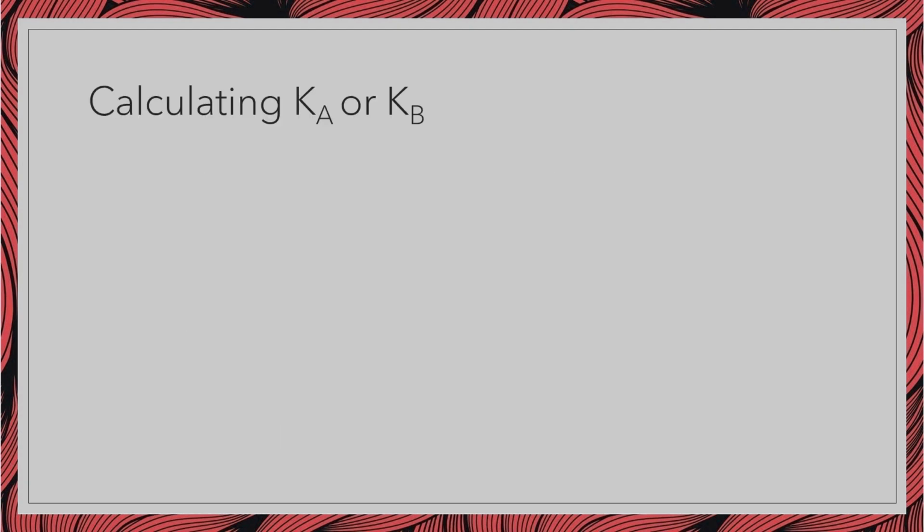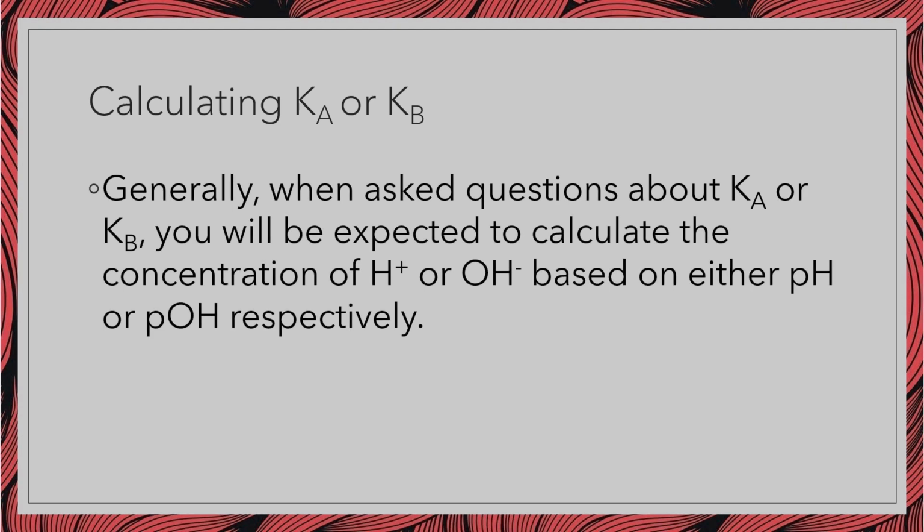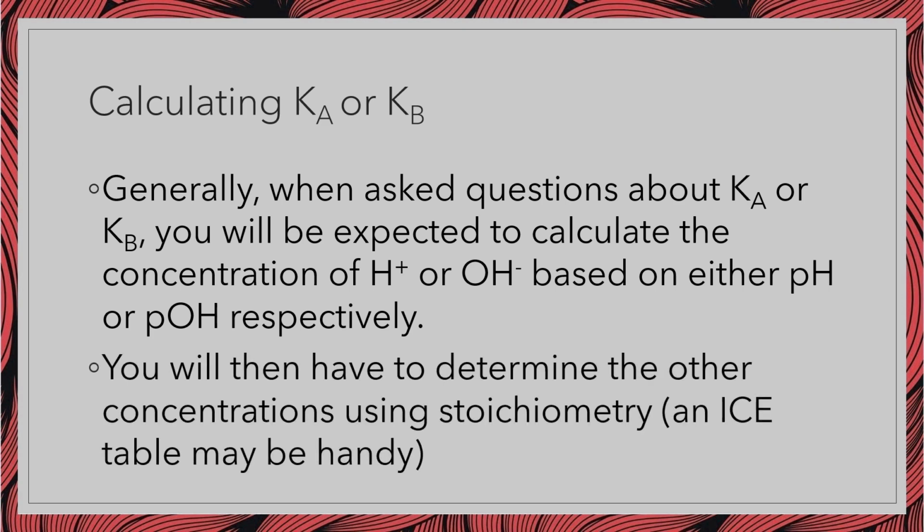Now, let's do some calculating Ka or Kb. So generally, when we're asked questions about Ka or Kb, you'll be expected to calculate the concentration of H+ or OH- based on either pH or pOH, respectively. You'll then have to determine the other concentrations using stoichiometry, and an ICE table actually may be handy.